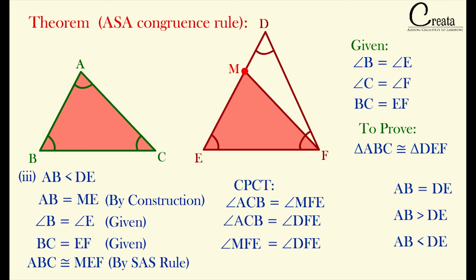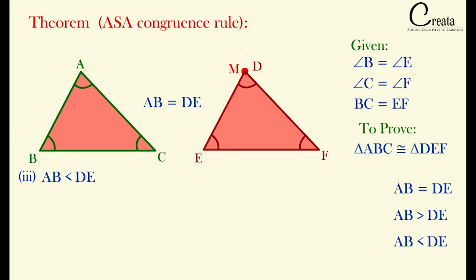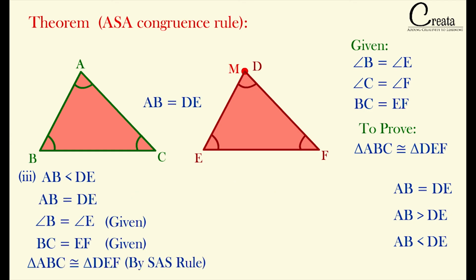But this can be possible only if point M coincides with point D. That is, both the points are at the same point. Means point D and point M are the same. So we got AB is equal to DE. Again, we will apply the SAS axiom. We got triangle ABC is congruent to triangle DEF. In the third case again, we got triangle ABC congruent to triangle DEF.